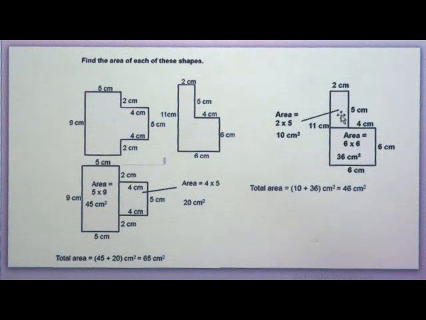Now, here we have to find the area. You know now it is looking like a rectangle. So, we can say area is equal to length into breadth.